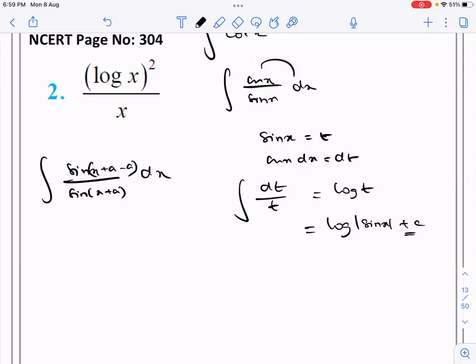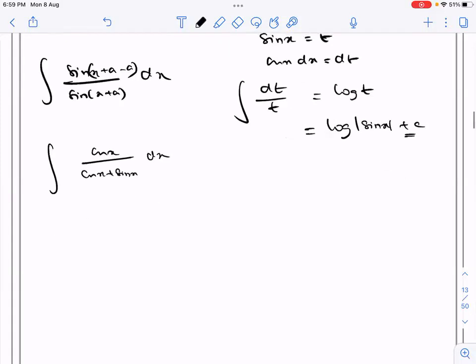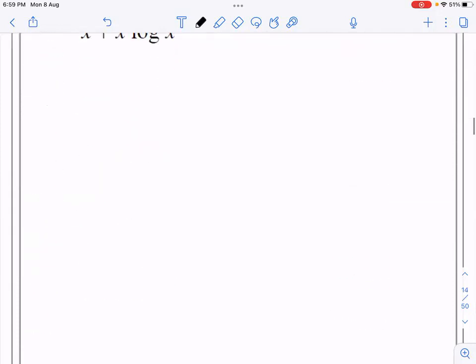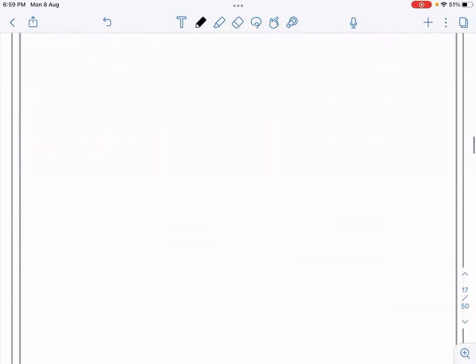Is the idea clear? Whereas in the previous problem, what do you have? You have cos x divided by cos x plus sin x dx. So what did you add and subtract? You add a sin x and then subtract the sin x, so that the numerator exactly becomes the denominator. So with the same logic, I don't want you to solve the first few problems. Those are all simple. You can do it.